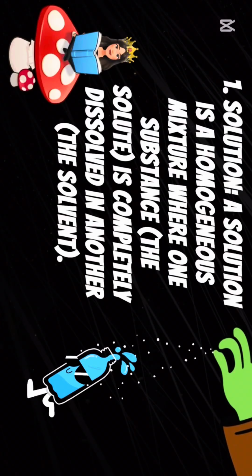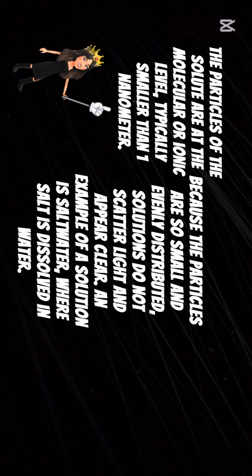Number 1, the solution. A solution is a homogeneous mixture where one substance, the solute, is completely dissolved in another, the solvent. The particles of the solute are at the molecular or ionic level, typically smaller than 1 nanometer. Because the particles are so small and evenly distributed, solutions do not scatter light and appear clear. An example of a solution is salt water, where salt is dissolved in water.